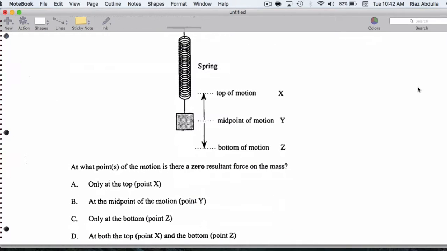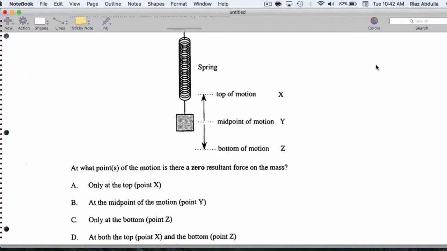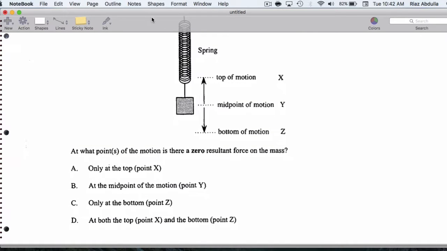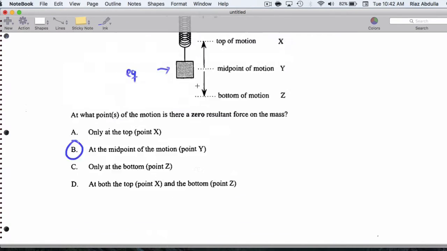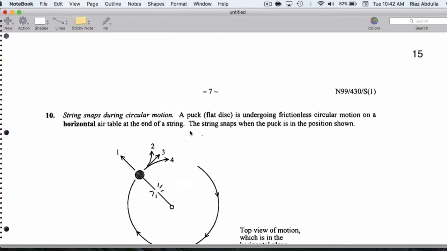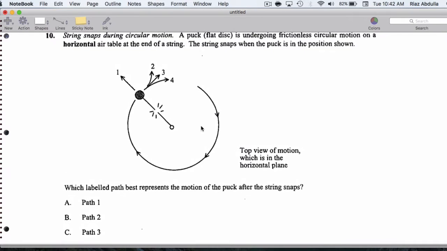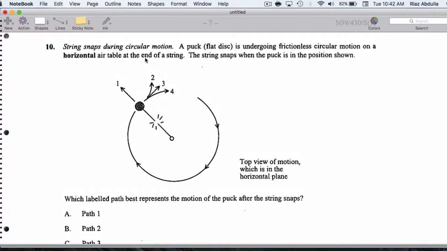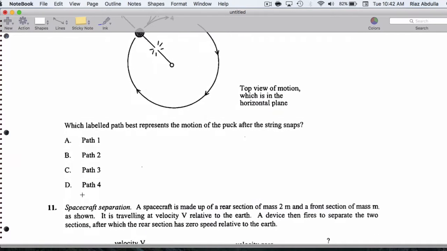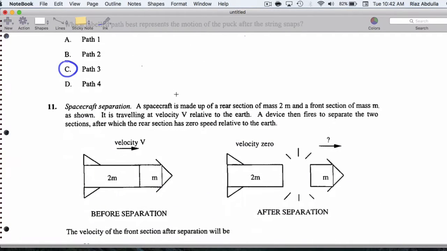And then here, we're going to actually have zero force at the midpoint of motion, where we are in equilibrium, which is where the net force is 0. All right. And then here, when the string snaps, we're going to go off tangent to the circle, path 3.